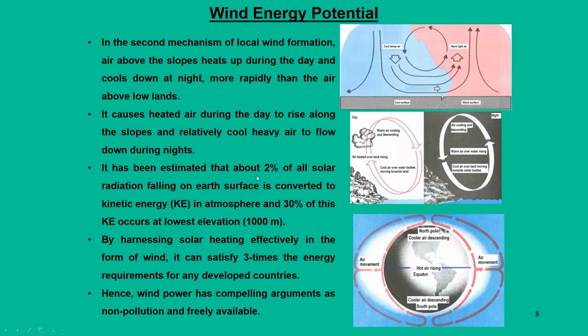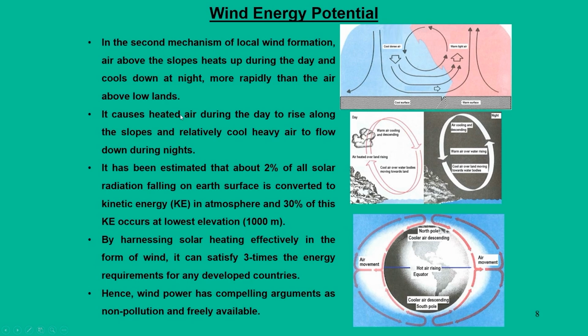In the second mechanism of wind formation, we have hills, and because of this landmass in the form of hills, and the slopes of these hills, air above the slope heats up during the day and cools down in the night more rapidly than the lowlands. So, because of this, the heated air during the day keeps rising along the slopes and relatively cool air flows down during nights. This is what we call an elevation difference that causes the wind blowing or air motion, and we call this wind.